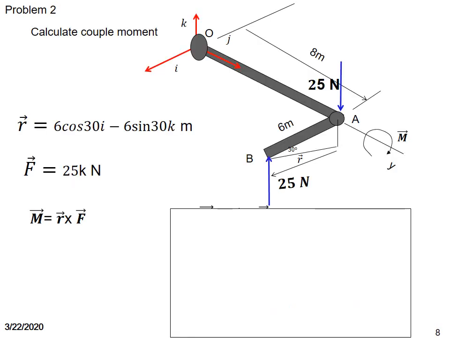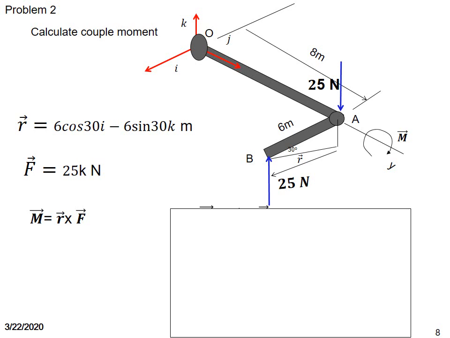We have another problem. Calculate the couple moment of forces acting on a lever as shown in this figure. The lever has an 8-meter arm and a 6-meter arm, which is at 30 degrees to the horizontal plane. So we know that the couple moment equation is R cross F. Now we need to figure out the force vector and the position vector.